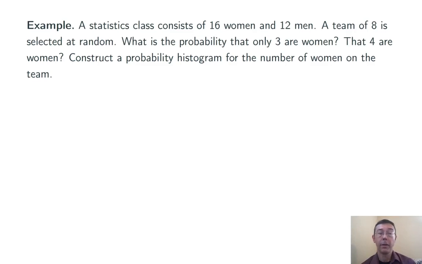Let's work through a full example. A statistics class consists of 16 women and 12 men. A team of 8 is selected at random. What's the probability that only 3 of the people on that team are women? That 4 are? Then let's construct a probability histogram for the number of women on the team.